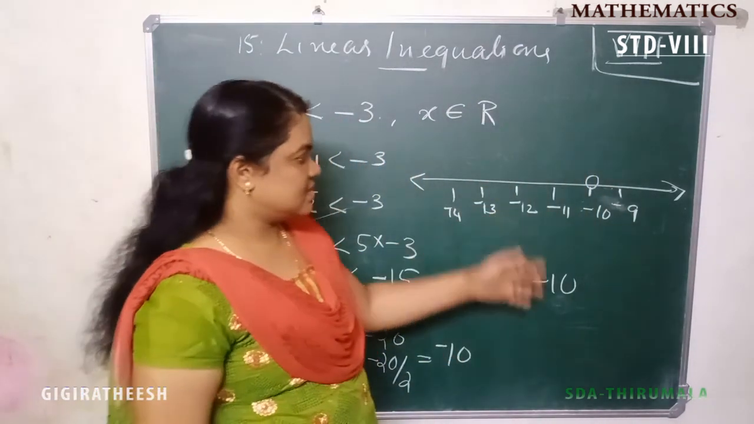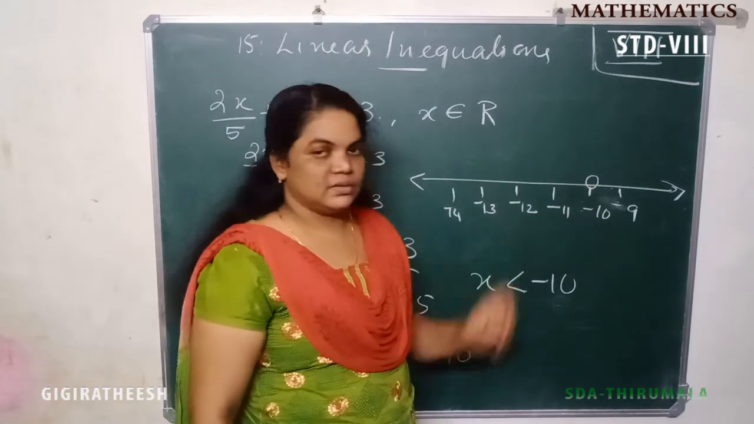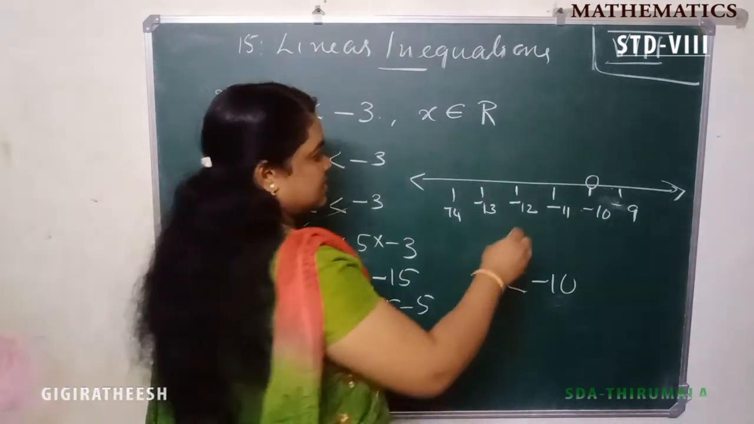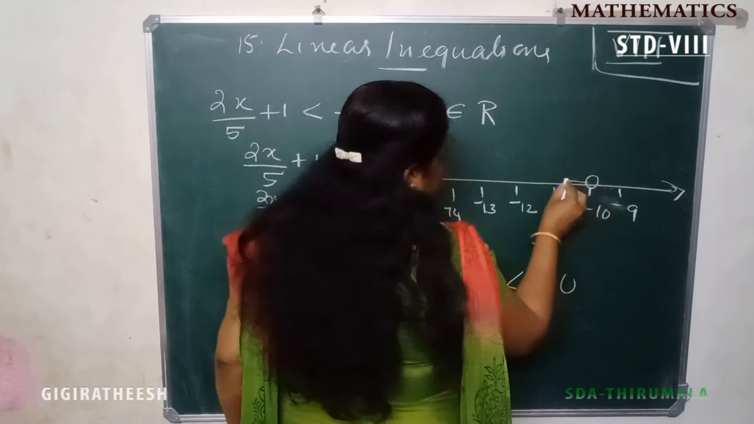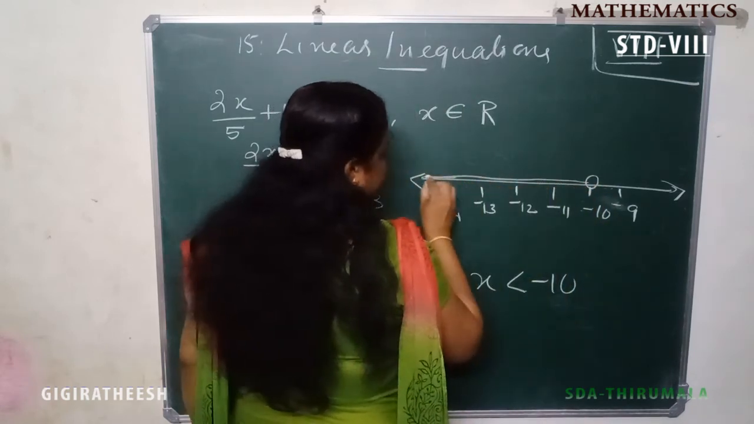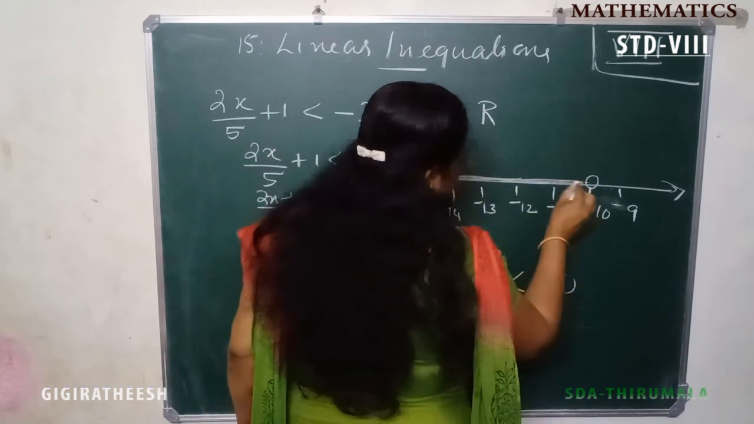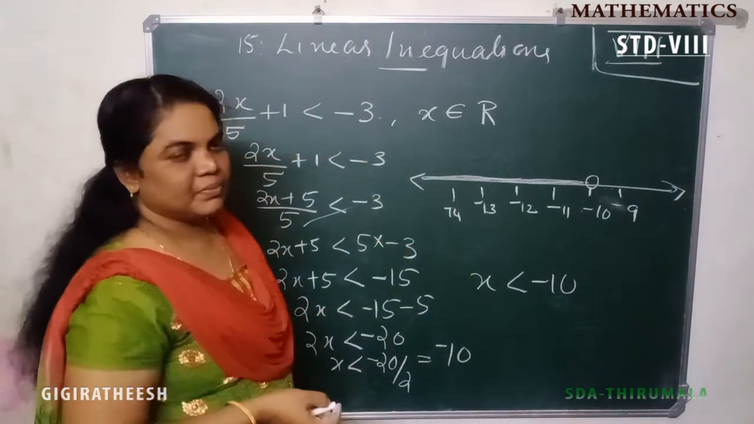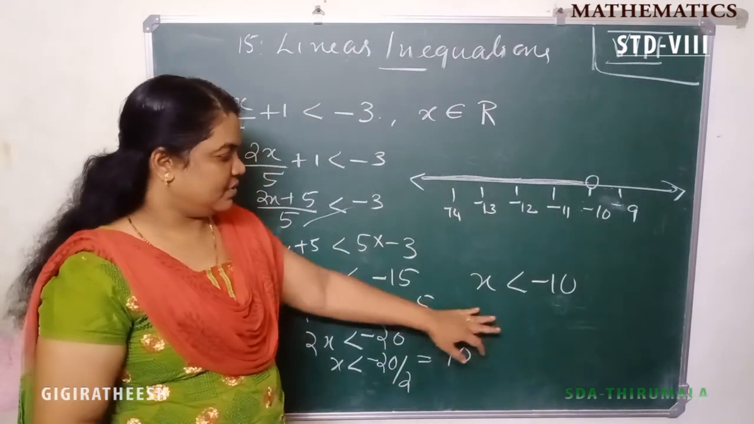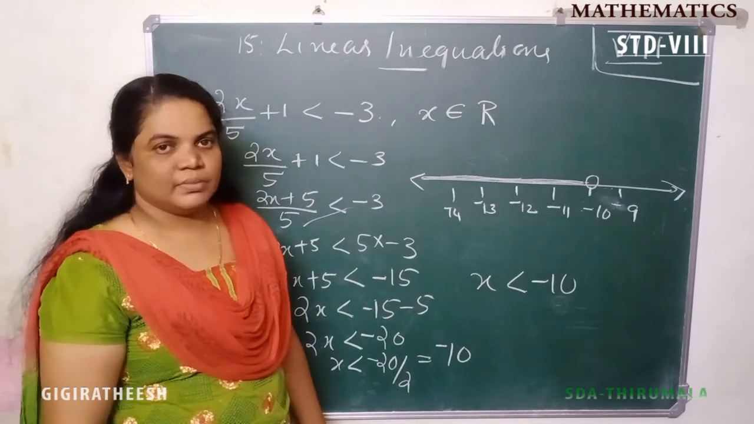If it is less than or equal to, bubble this step. If it is less than, just circle it, and after that darken the line. This is less than, x less than minus 10. This is the number line of the solution, x less than minus 10. Okay.